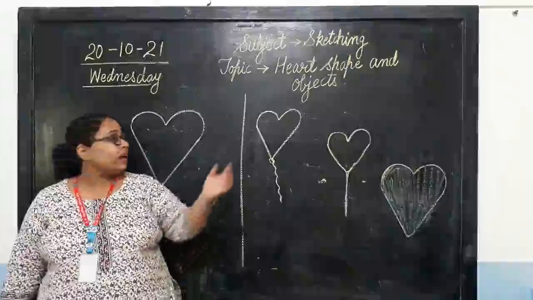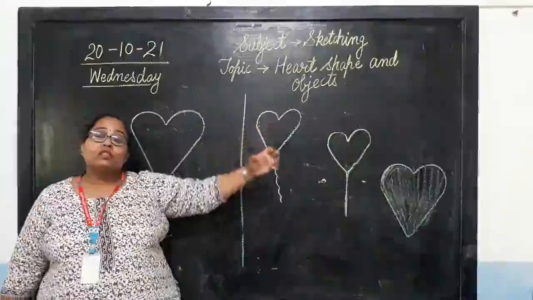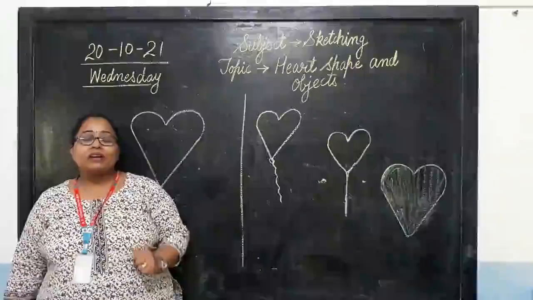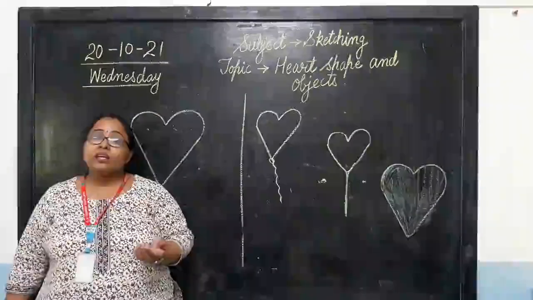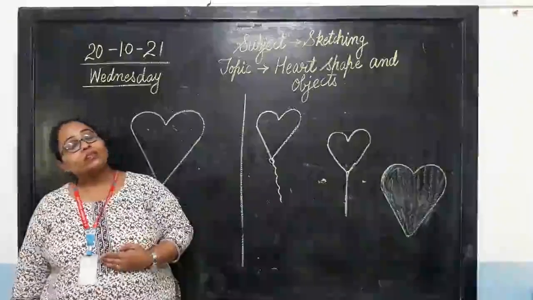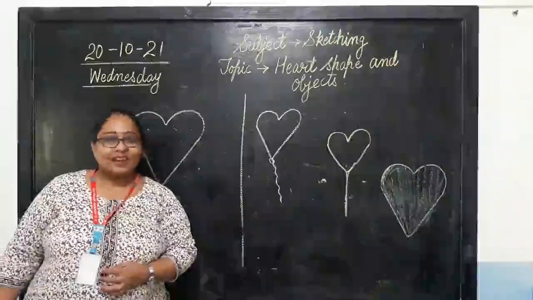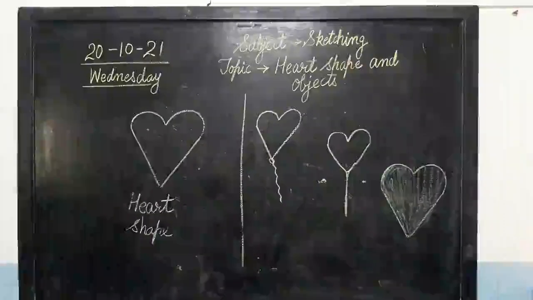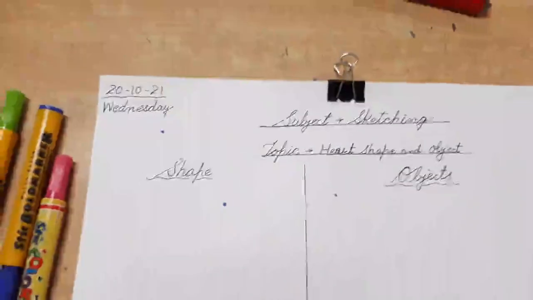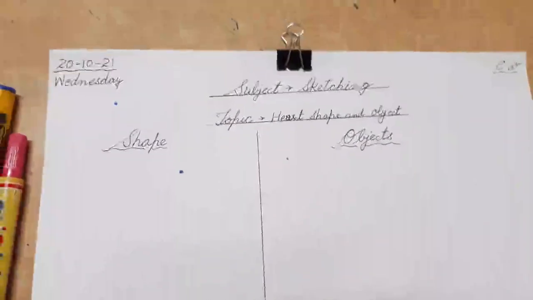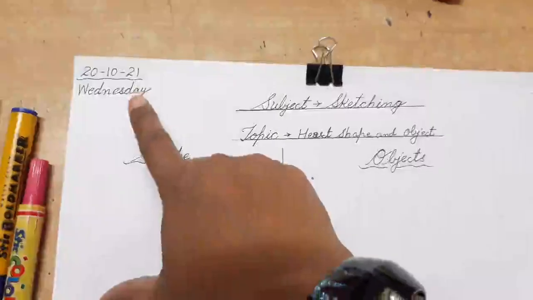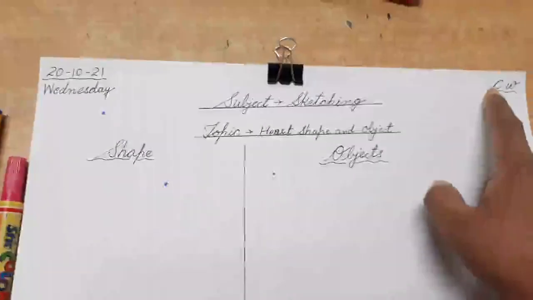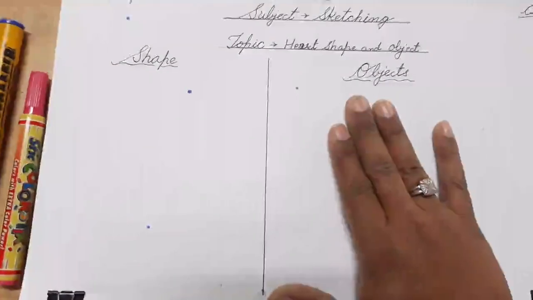Files में कैसे करना है, how we will identify it's a chocolate or candy or balloon or what, let's see the work in files. जैसे मैम करेंगी, you have to do it the same. Okay, let's start doing the work. So class, this is how you will first write your date, day, then topic, heart shape and object and classwork in your drawing file. Right?